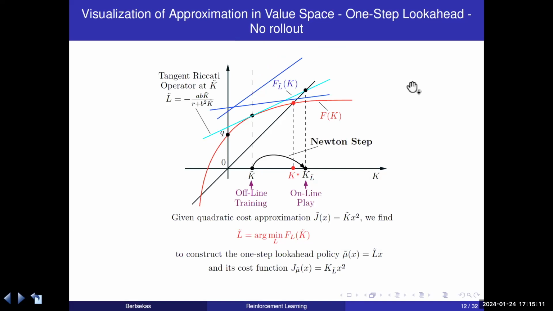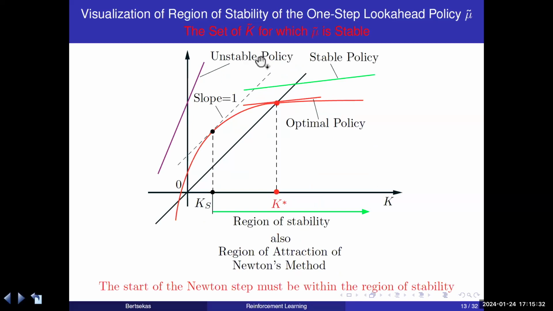Okay, so this is the interpretation of one-step approximation in value space. We linearize, and then we obtain the cost of the one-step look-ahead policy exactly as in Newton's method. And that's the critical connection.